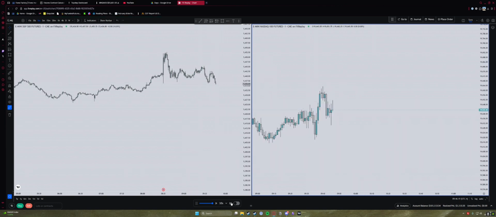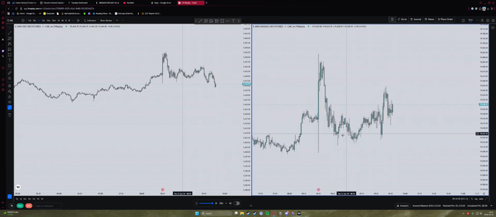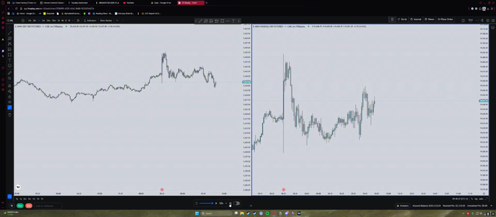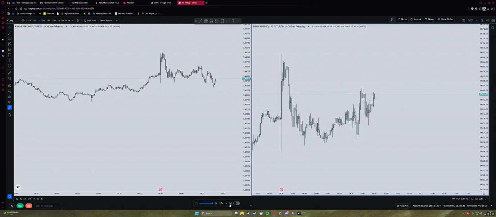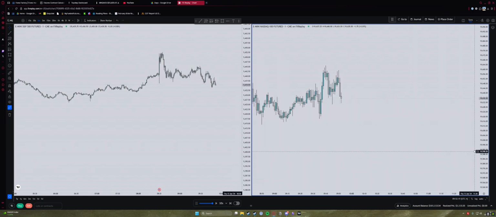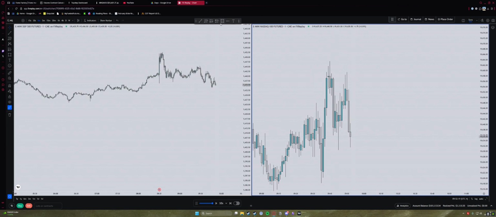I want to see some kind of manipulation first. We already got manipulation upside, but if that would be the manipulation, I want to see some more downward pressure quickly. Otherwise, I think we're going to manipulate that again. Yeah, this is what I wanted. Clear displacement down. I think we're entering somewhere around there.